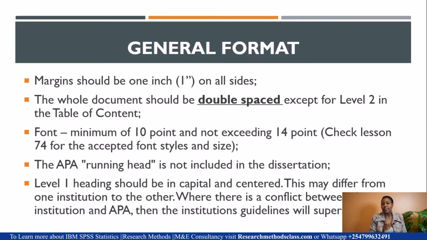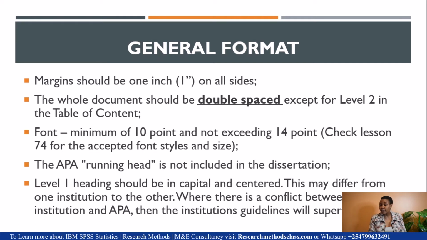The font size and the font style, we discussed this in lesson 74, and we said APA 7th edition now allows various font styles to be used. If you go back to lesson 74, you will remind yourself of the font styles that we talked about, but the size should be a minimum of 10 and a maximum of 14. The running head, like we had in the academic papers, is not included in the dissertation. And level 1 heading should be in capital and centered.